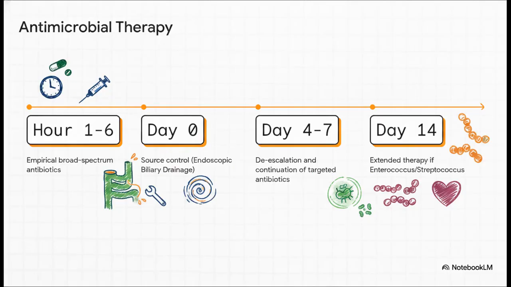Now, while mechanical drainage is absolutely the critical fix, you have to pair it with pharmacology. For severe septic cases, empirical broad-spectrum antibiotics need to be rolling within 1 hour. For milder cases, you have up to 6 hours. Once you've got source control via ERCP, the Tokyo guidelines recommend continuing those tailored antibiotics for exactly 4 to 7 days. You'd really only extend that therapy to a full 2 weeks if you find gram-positive bacteria, like Enterococcus or Streptococcus in the blood, just because of the risk of endocarditis.